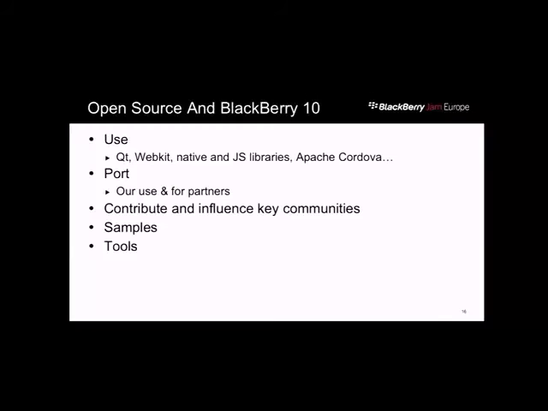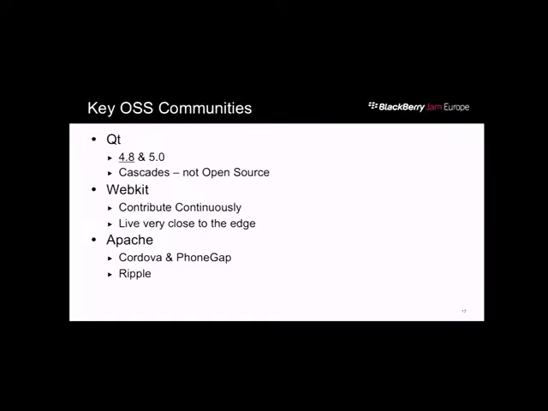All right, so very quickly here, we're doing a number of different things at GitHub. We use a lot of code, and we're participating in a number of key communities. The most notable are Qt, WebKit, and Apache. In these communities, we're participating on a daily basis, just as any other open source contributor. In particular, with WebKit, our browser is very, very close to the trunk of WebKit. That's why the performance is as good as it is.